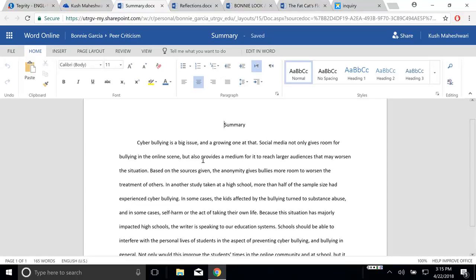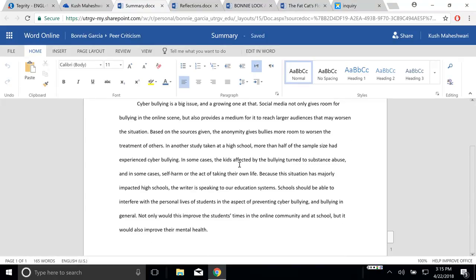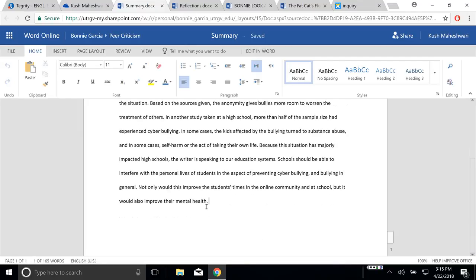So this was a peer criticism that was done, and Lorena wrote it for me. Right, exactly. So even when I didn't realize some of the key points, she kind of elucidated that for me. Right here, she saw that one of my major focuses was a study in high school, and most of the sample size there experienced cyberbullying. That brings up the contention of, who am I focusing on? Am I focusing on just specifically the issue? Do I want to regulate it? And she was kind of spurring me to action that we should be able to interfere with the personal lives of students, and we should actually do something.